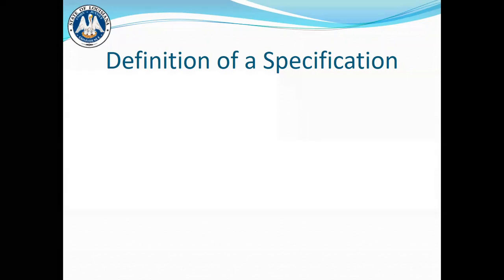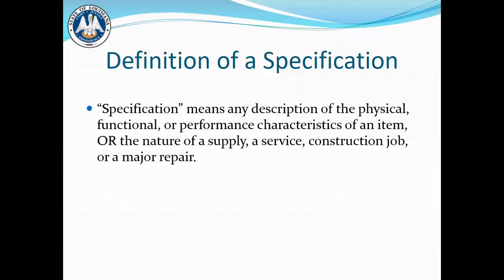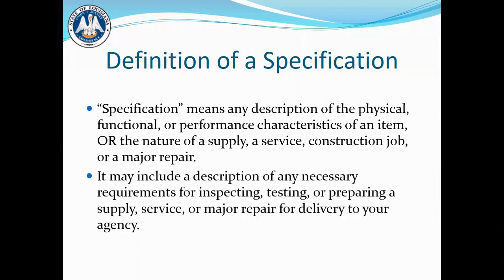So what is the definition of a specification? Specification means any description of the physical, functional, or performance characteristic of an item or the nature of a supply, service, construction job, or a major repair. It may include a description of any necessary requirement for inspecting, testing, or preparing a supply, service, or major repair for delivery to your agency.